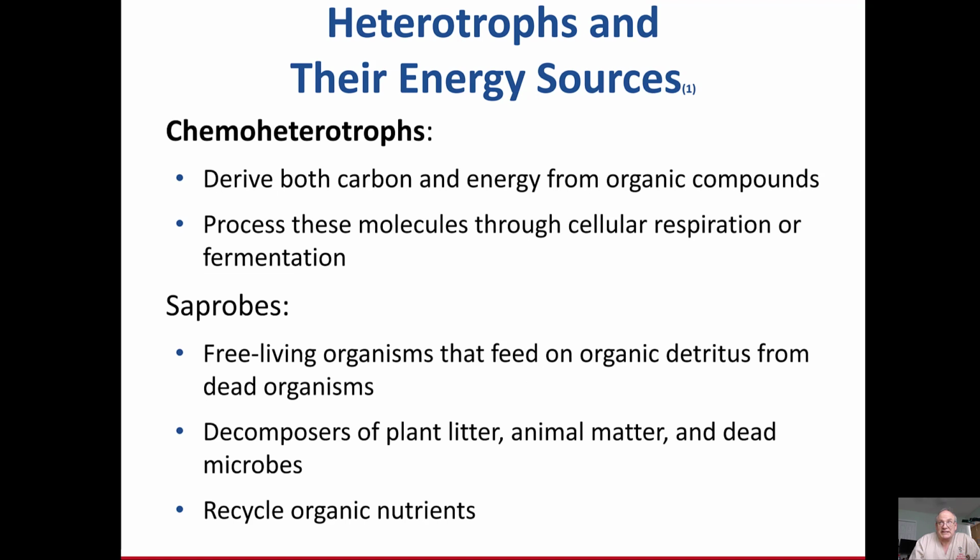Chemoheterotrophs derive carbon and energy from organic compounds, process these molecules through cellular respiration or fermentation.